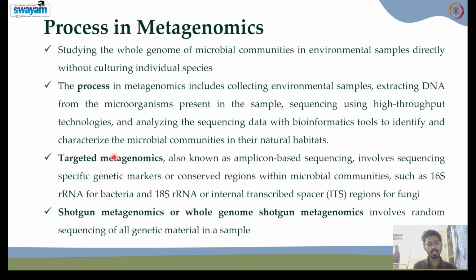So here it is targeted metagenomics. We are targeting specific genetic markers like 16S rRNA and 18S rRNA in the case of bacteria and fungus respectively. If you want to sequence the whole genome, it is not targeted, right? It involves random sequencing of all genetic material that is present in a sample. So these are the two important types prevalent in metagenomics.